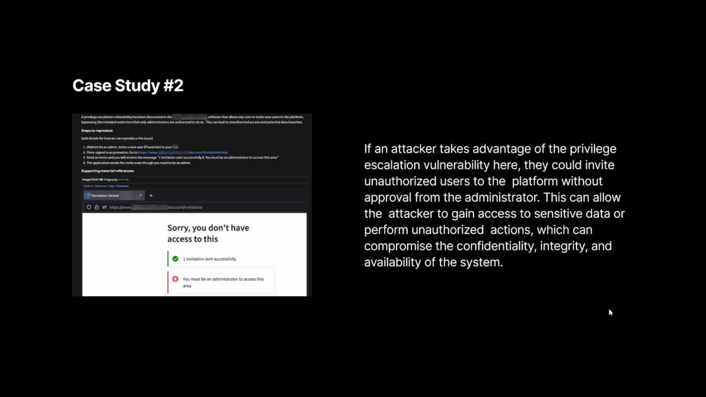Next is a privilege escalation vulnerability that I found in a management software. The privilege escalation happened within the invitation page. Only admins were allowed to invite users, but as a presenter, which is a lower level of access, I was able to hit the same endpoint and still send the invitation even though I don't have administrative permissions. And as you can see down here in this corner, it says you must be an administrator to access this area, but at the same time, that one invitation was sent.